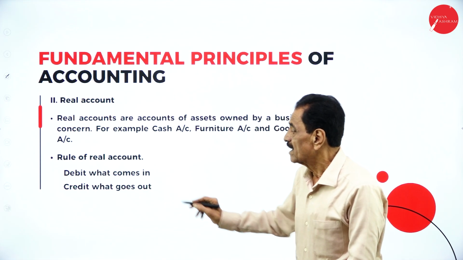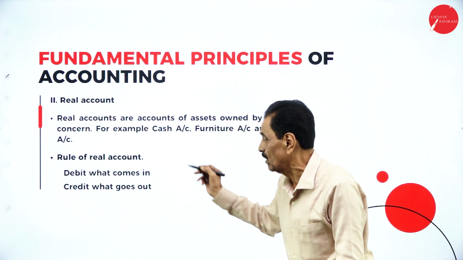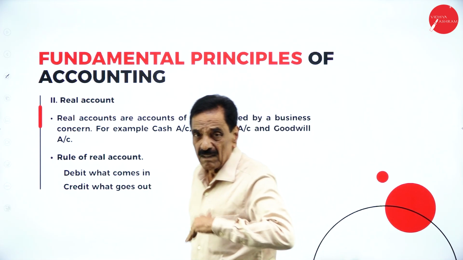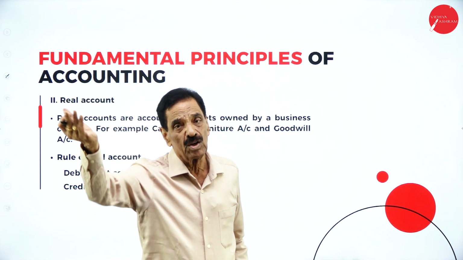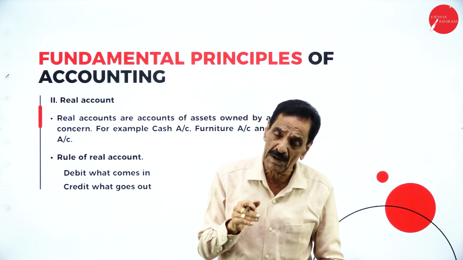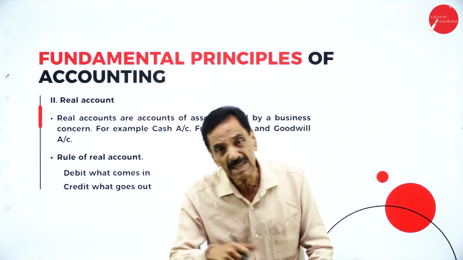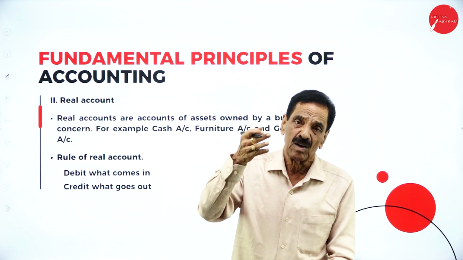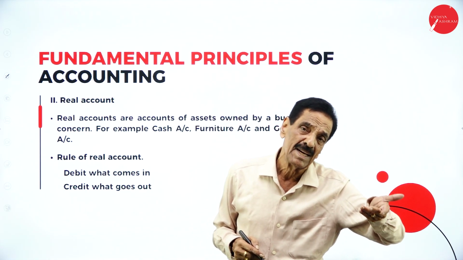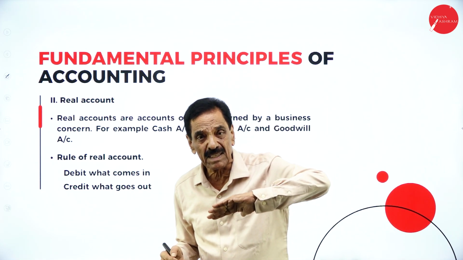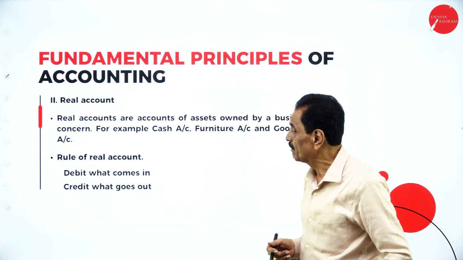The rule is debit what comes in, credit what goes out. If the building is sold, cash is coming in, building is going out. If the furniture is purchased, furniture is coming in, cash is going out. So whatever asset comes in should be debited, what goes out should be credited.